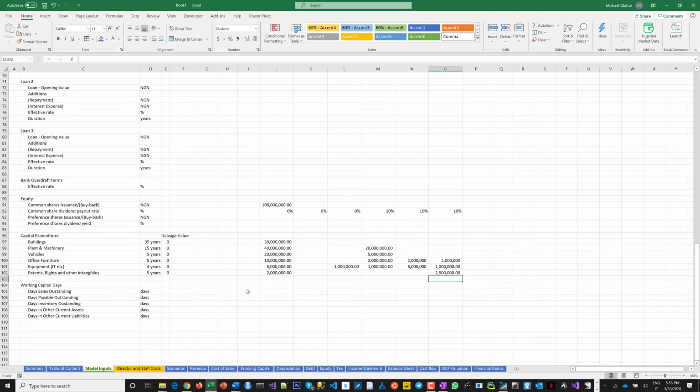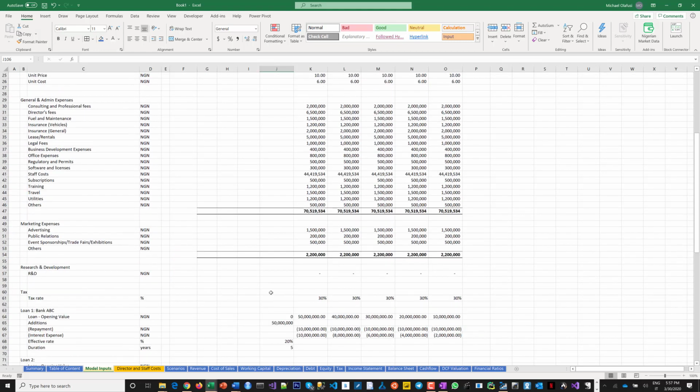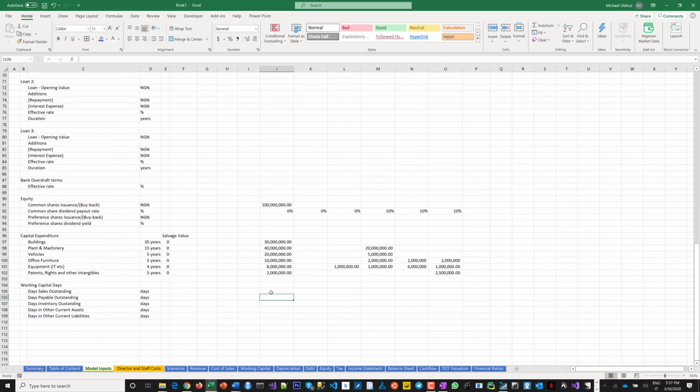Then for the days sales outstanding, so typically how many days are they going to use in collecting their payment from customers? So maybe the bulk of their products will go to hospitals and pharmacies, and most hospitals probably like to take like half a month, so that's like 15 days to process and pay on average. So let's take that as 15 days to collect payments.